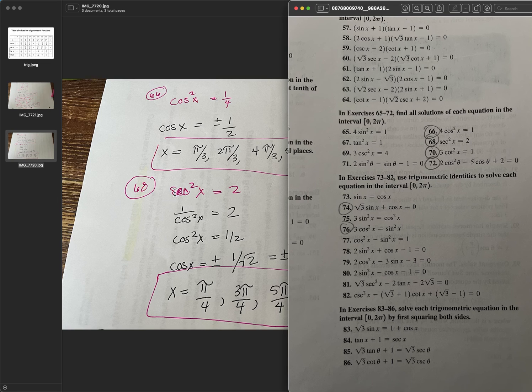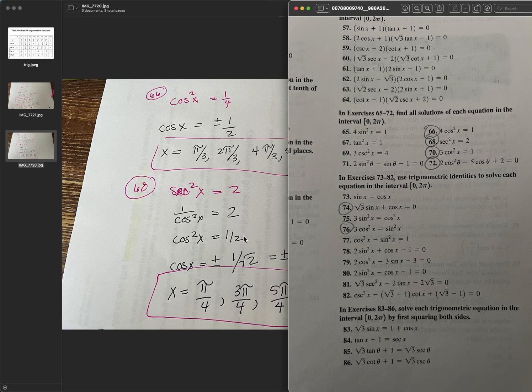And secant squared is 1 over cosine squared, because secant is 1 over cosine. And so 1 over cosine squared equals 2. And then I kind of cross-multiplied in my head, or flipped both of them. You can always flip one side as long as you flip the other. And so this is cosine squared, and now this is 2 divided by 1, which is still 2. So now we flip it, and that's 1/2.